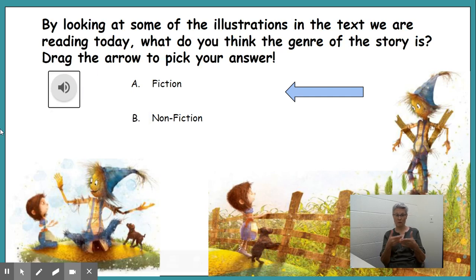Before we begin our text, let's take a virtual picture walk together. By looking at some of the illustrations in our text that we are reading today, what do you think the genre of the story is? Drag the arrow to pick your answer. Do you think it's A, fiction text, or B, nonfiction?